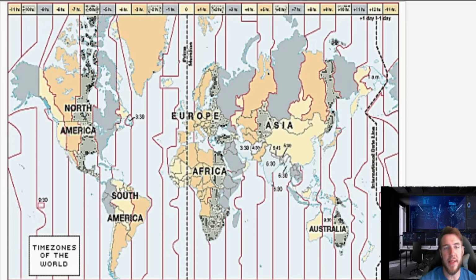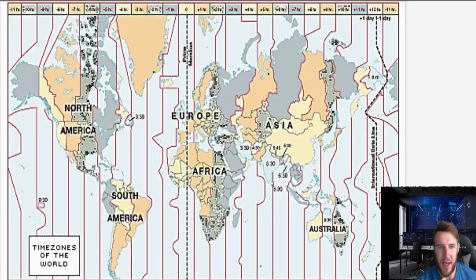So this is just the international date line, okay? What this is, again, we've made this up. This is just kind of time zones of the world. It's broken up into hours.